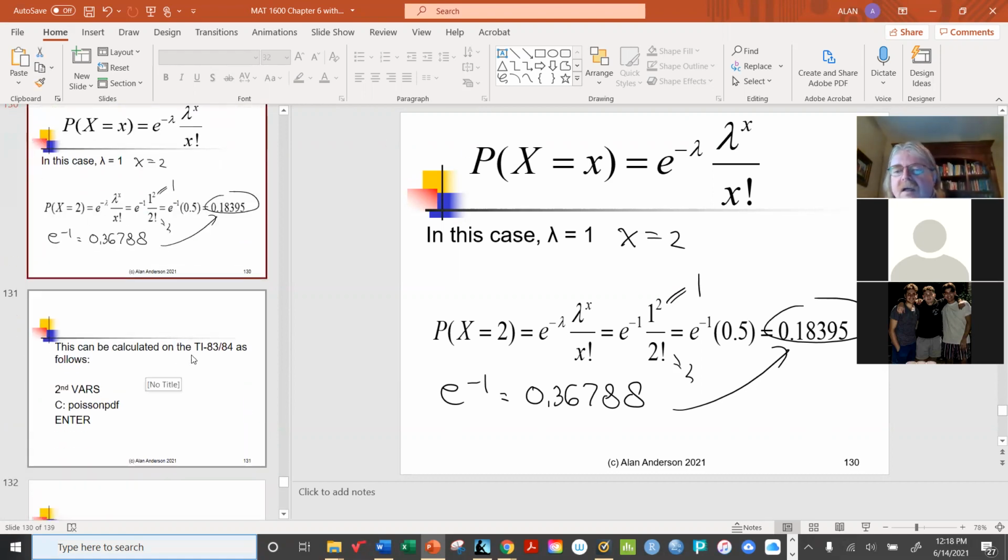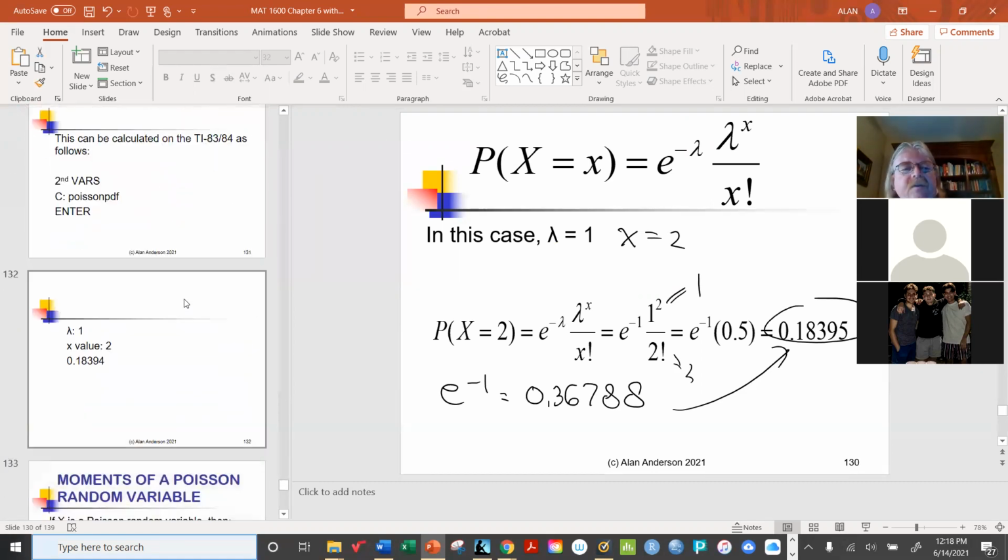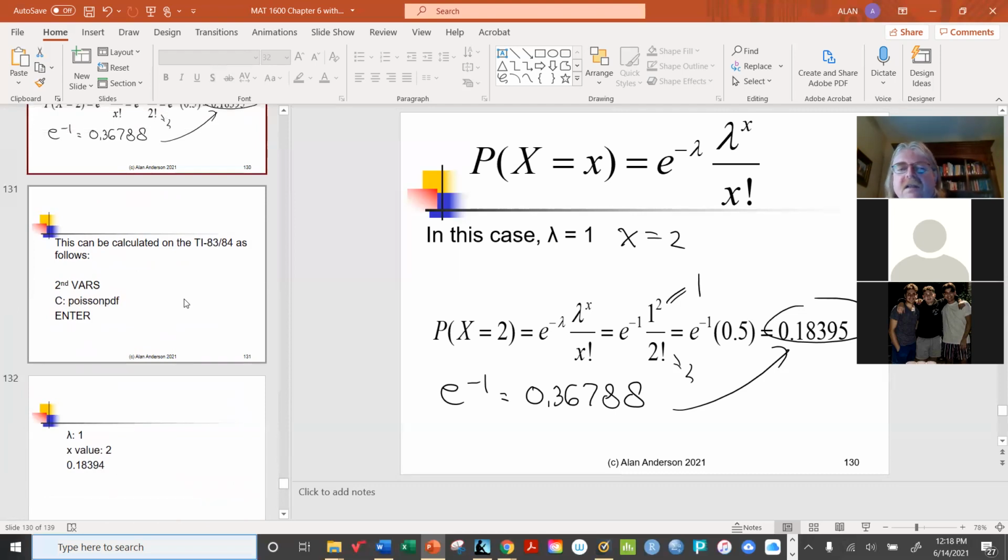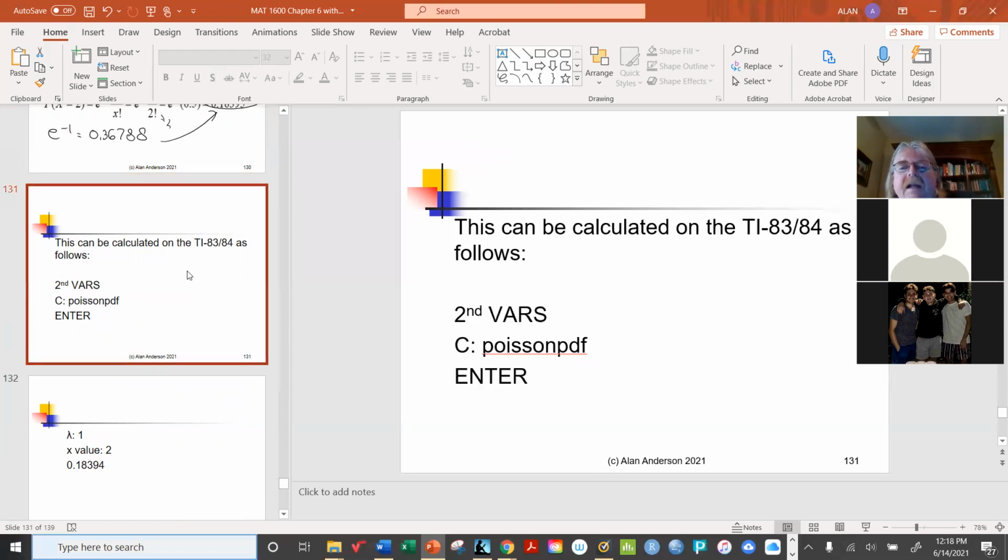Okay, so now it turns out that just like with the binomial distribution, you can do this directly in the calculator. There's a shortcut. So go to the same menu and go to second, vars again.